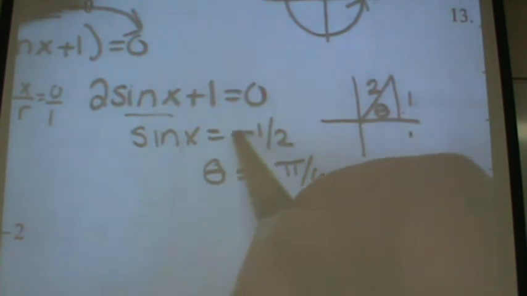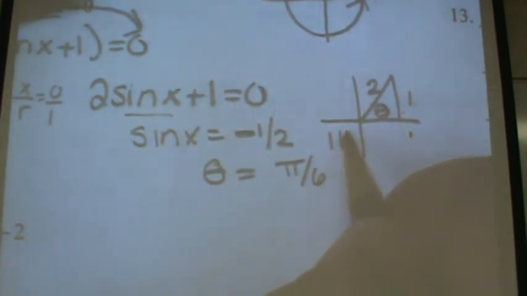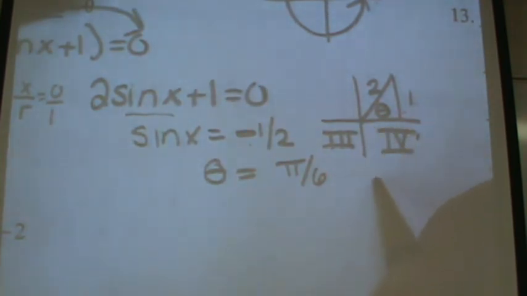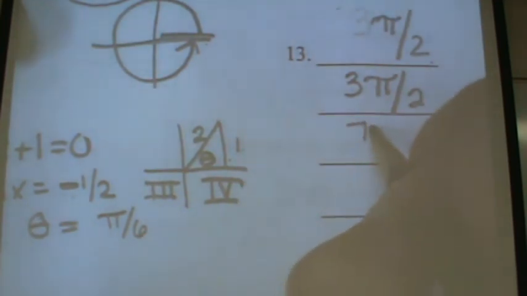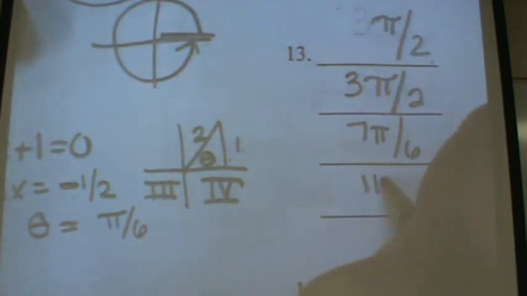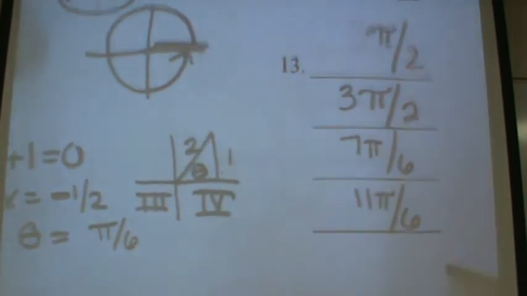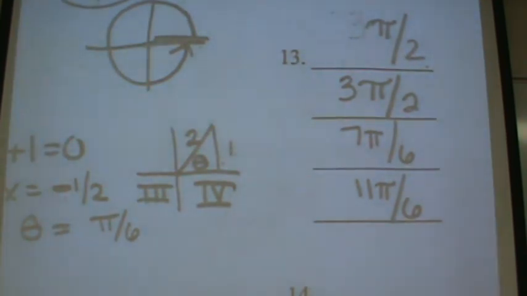So now I want to be negative. In what 2 quadrants is the sine ratio negative? 3 and 4. So what's the name of those angles in quadrant 3 and 4 with a 6 in them? 7 pi over 6, 11 pi over 6. Very good. Nice job. Do not add 2k pi to these. Do not.